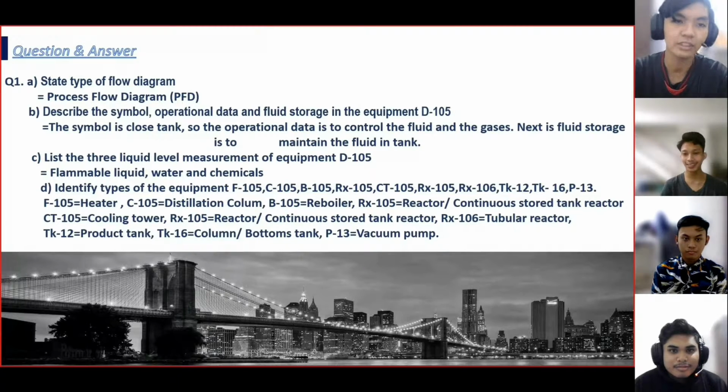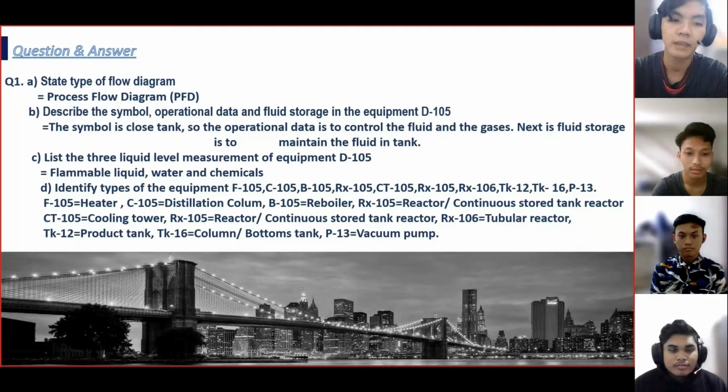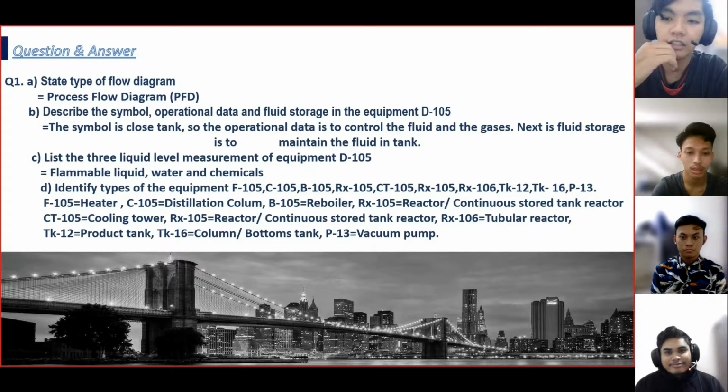The first question is to state the type of flow diagram. The flow diagram name is process flow diagram, or PFD. B is to describe the symbol, operational data and fluid storage in the equipment D105. The symbol is a closed tank. The operational data is to control the fluid and the gases. Fluid storage is to maintain the fluid in the tank.